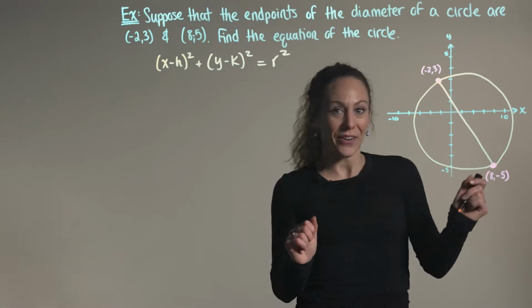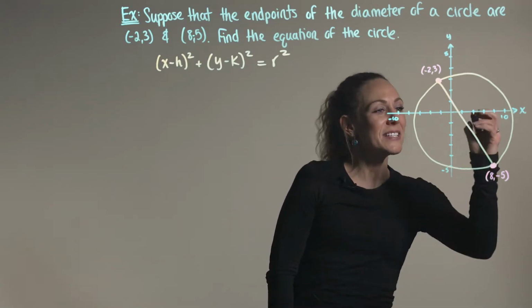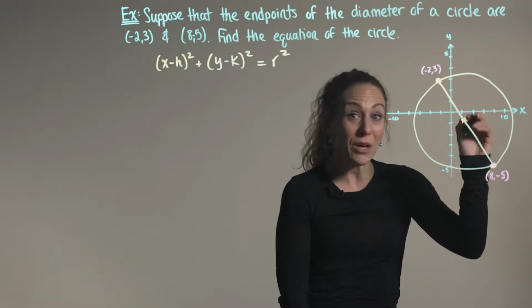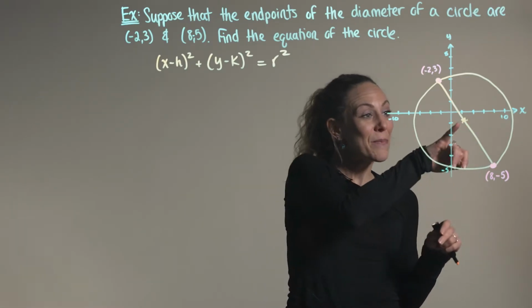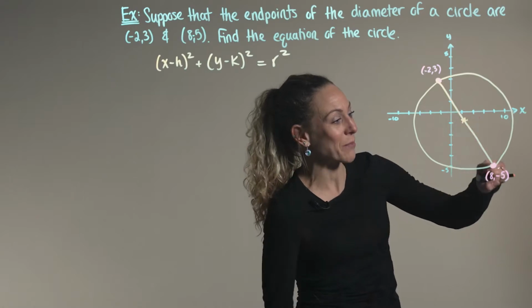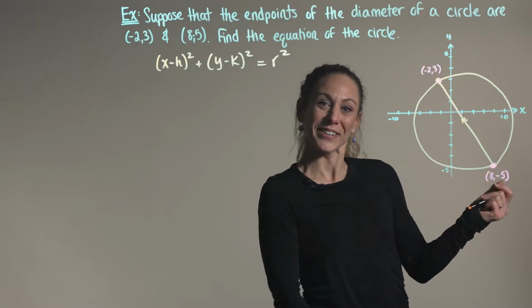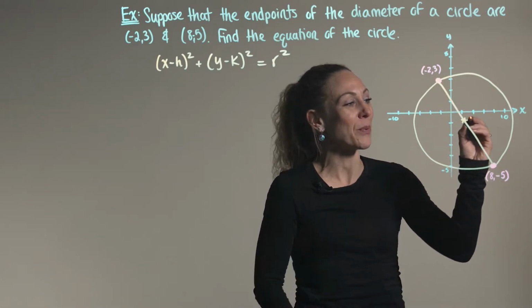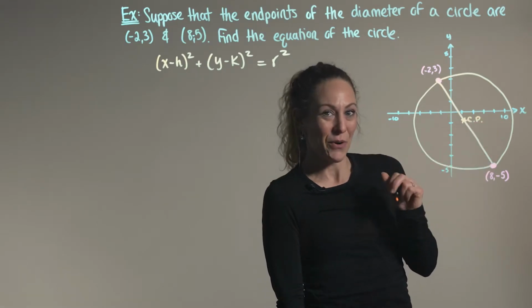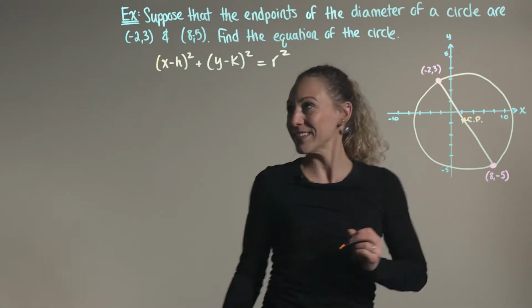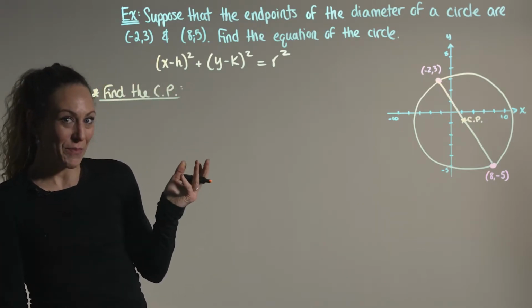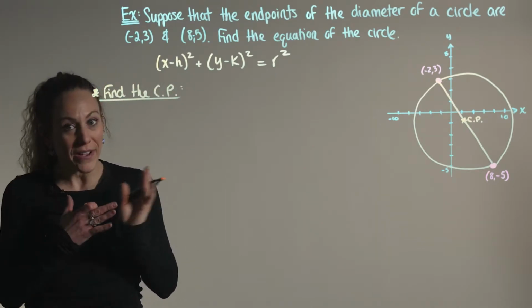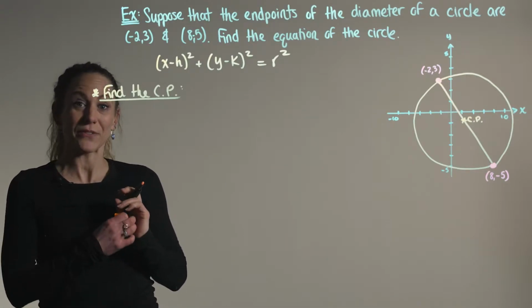So looking at our graph, we can see the center point will probably be somewhere around here, which in fact is the midpoint of the line segment, aka the diameter. So to find the center point for our circle, we just need the midpoint formula. Recall that in our midpoint formula, x and y are the average of their respective variables.